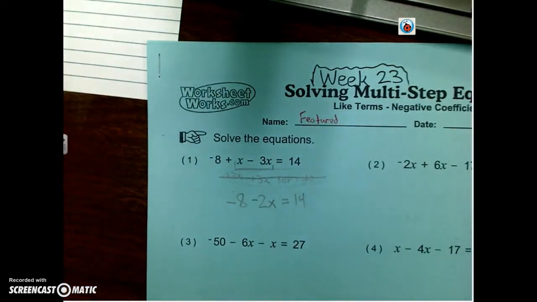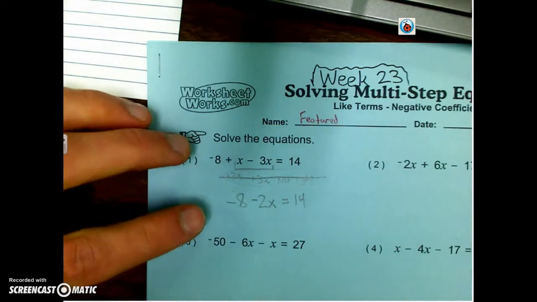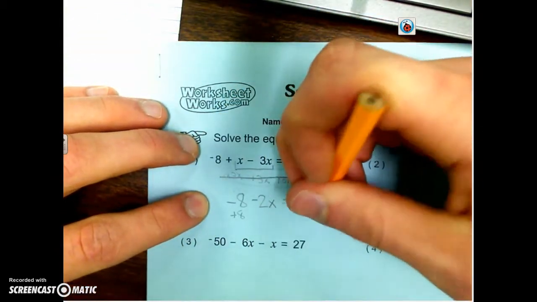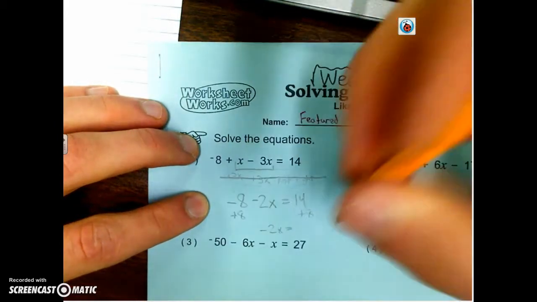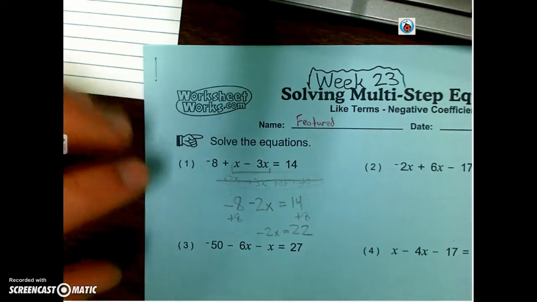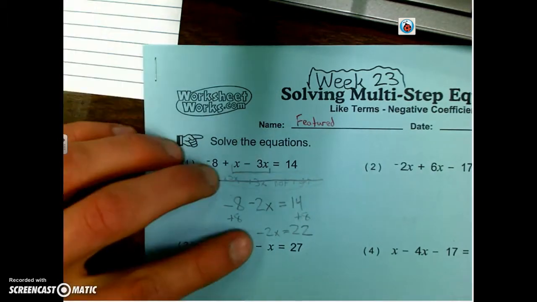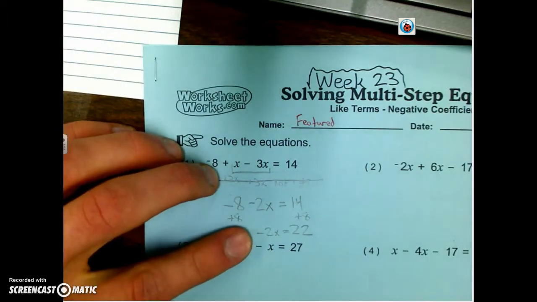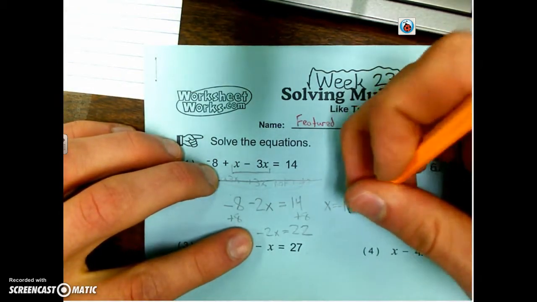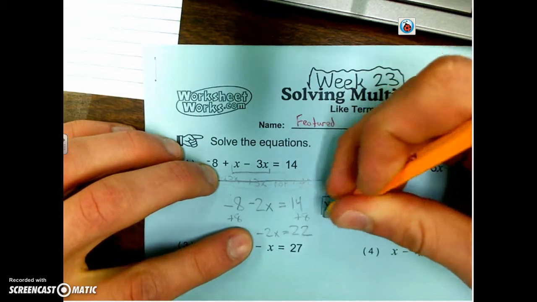Then once we get it there, it's just solving a two-step equation. So I'll need to add 8 to both sides. And then we'll need to divide both sides by that negative 2. Make sure you are dividing by that negative sign, though, because if you miss that out, then on a multiple choice test you're going to get that wrong answer. We get that x is equal to negative 11. Okay?